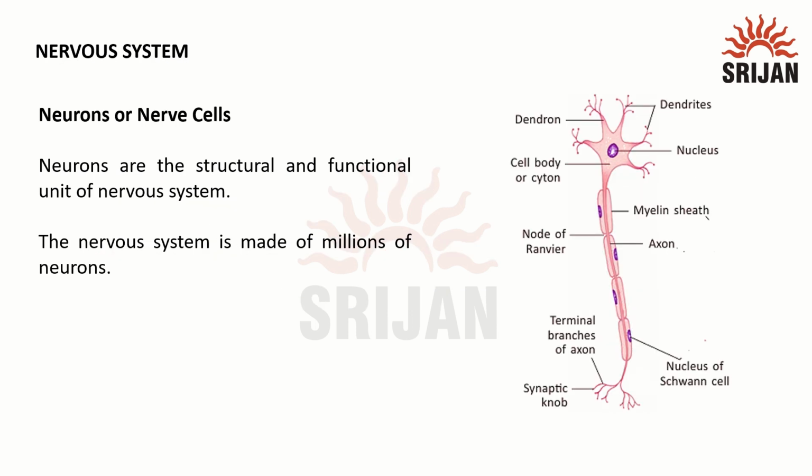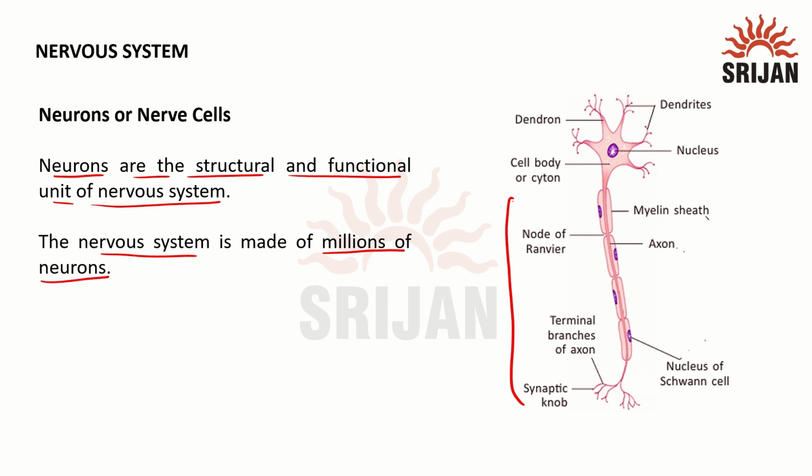Now how does it look? So it is a long cell having a long process. Here we can see it has a lengthy structure. So this will allow it to transfer the message or information very quickly. That is why neurons are known as the structural and functional unit of nervous system. So nervous system is made up of millions of such cells, that is neurons.